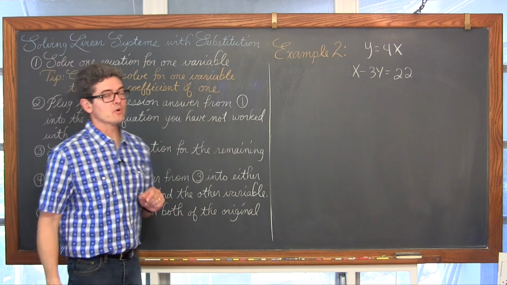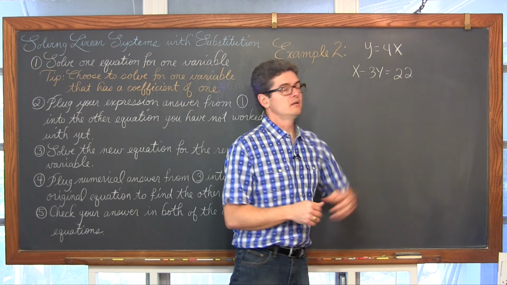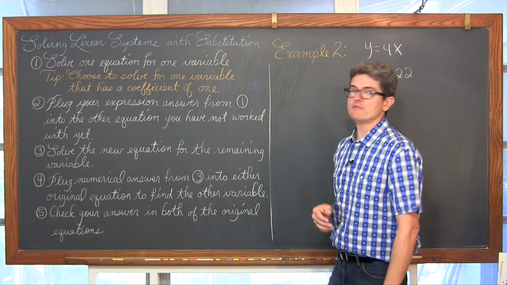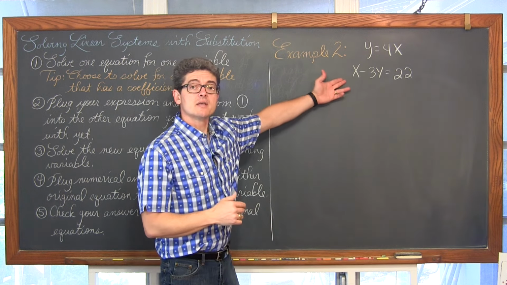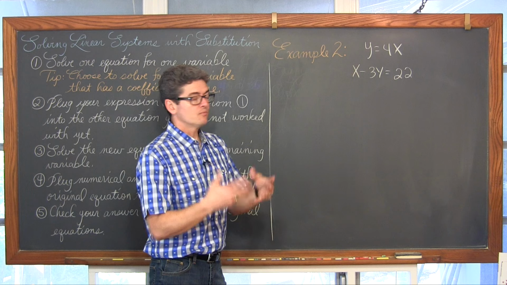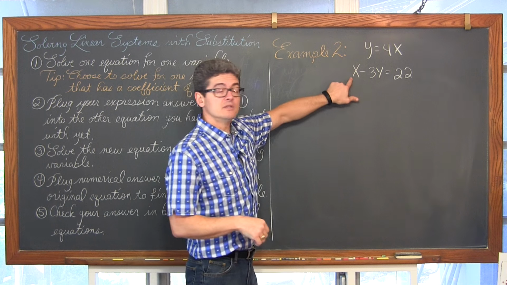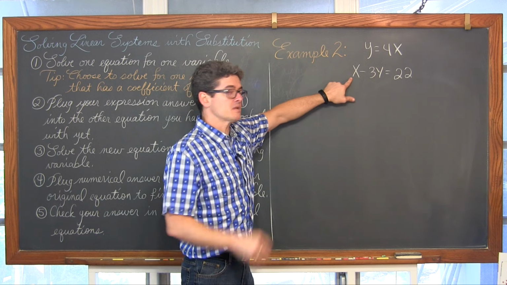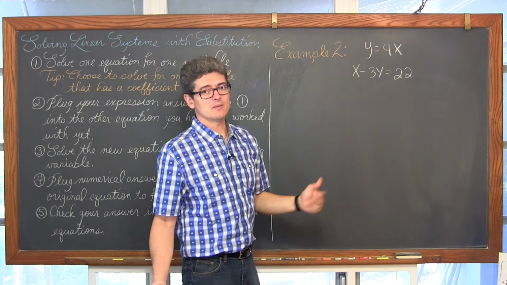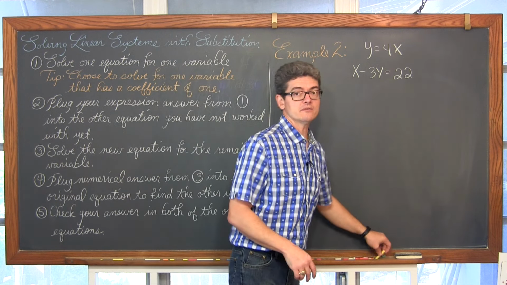So here's our second example. We're going to solve the system of equations y is equal to 4x and x minus 3y is equal to 22. Step 1. Solve one equation for one variable. Now my second equation, x minus 3y is equal to 22, does not have a variable by itself. I have the x and y both on the left-hand side. The coefficient of x is 1, so if I were to start with the second equation, I would try and get that x alone. But my first equation already has y by itself. So I don't really need to do any work for step 1. It's pretty much already given.